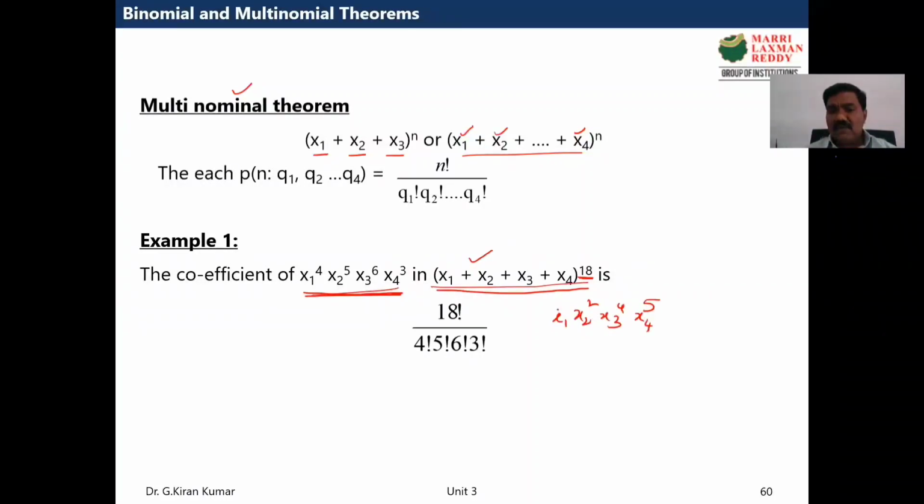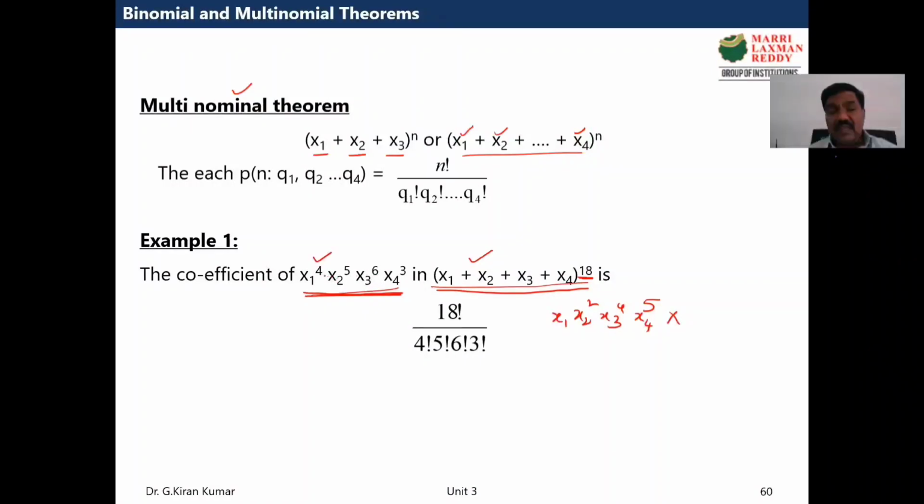Now tell me whether this term is present. Sir, the sum of powers should be equal to 18. Yeah. So tell me whether this term is present in the expansion of this multinomial or not. No, sir. So this term will not be there. Please make a note. Whereas, tell me whether first of all this term will be there or not. Yes, sir, it is there. Why?